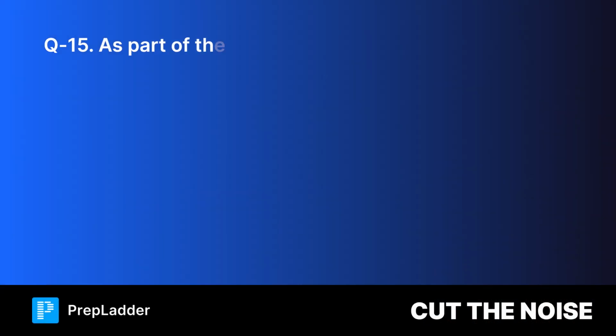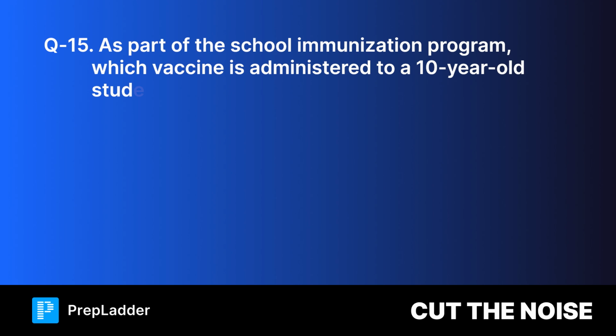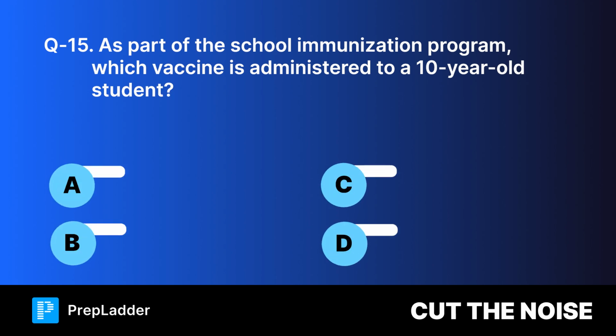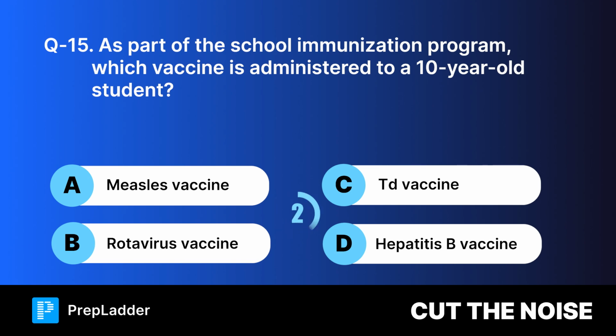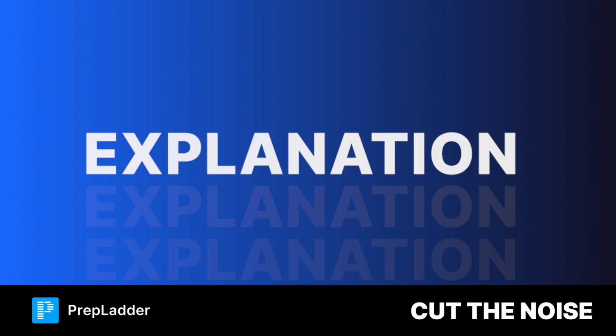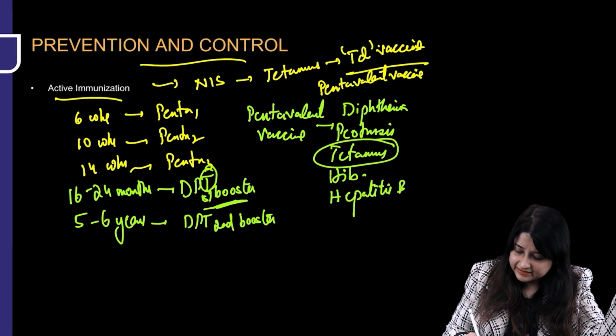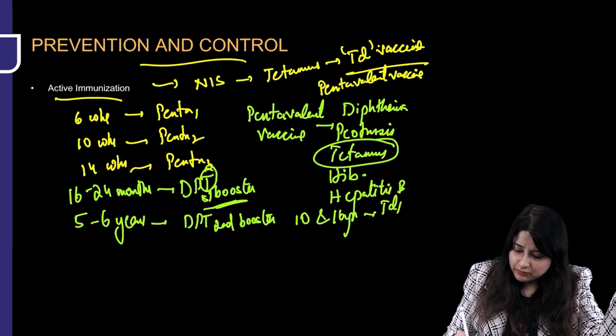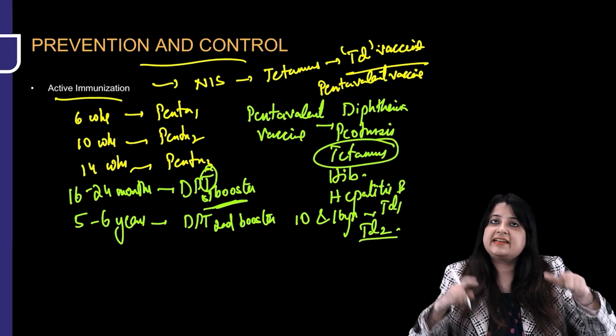Okay. Question 15. As part of the school immunization program, which vaccine is administered to a 10-year-old student? Your options are. And the correct answer is TD vaccine. Here's the explanation. 10 and 16 years. What are we giving, guys? TD1 and TD2, right? Tetanus, diphtheria.